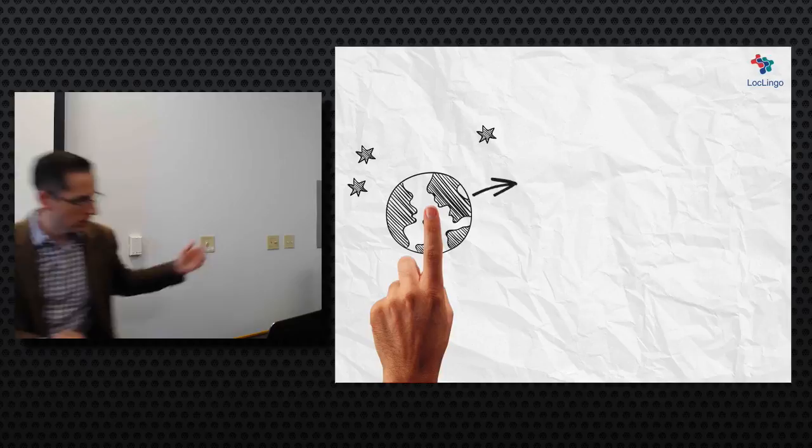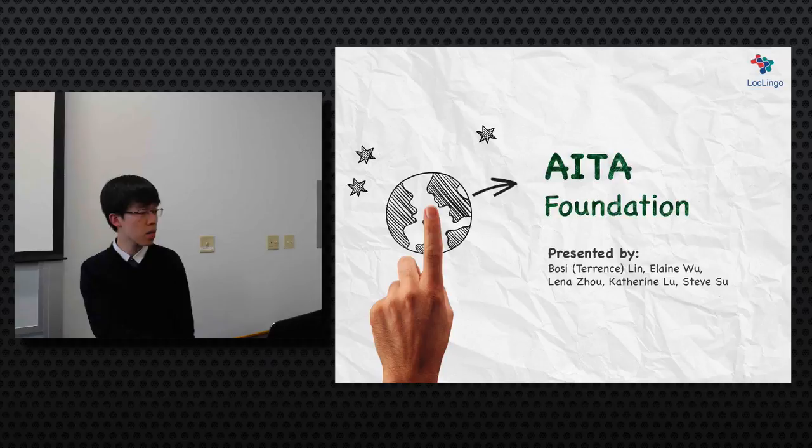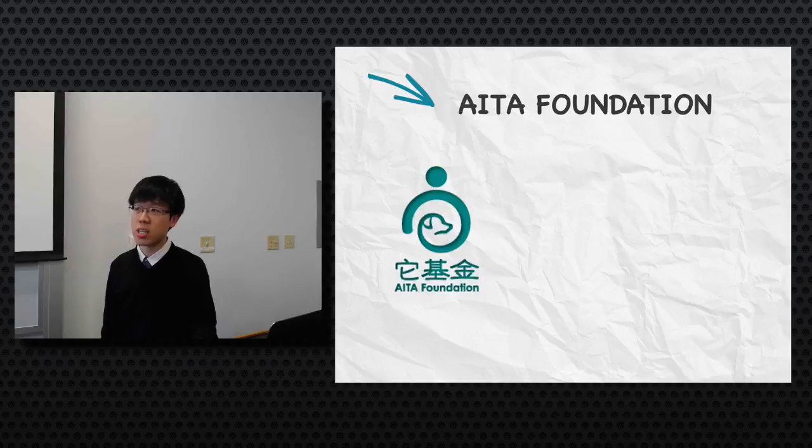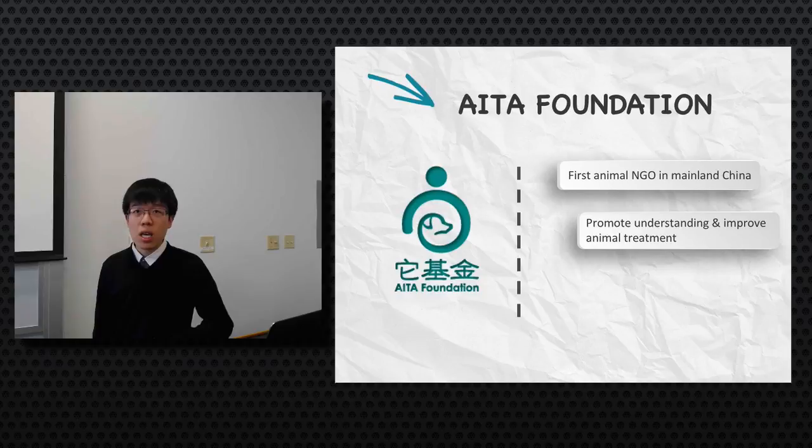Good morning, everyone. I'm Terrence. We are with Loklingo. Today, we're going to present our project with AITA Foundation. So first of all, a little bit of a profile on our client. Tajijin, also called the AITA Foundation, is a Beijing-based NGO for animal protection in China. And it aims to promote understanding and animal treatment improvement in China.